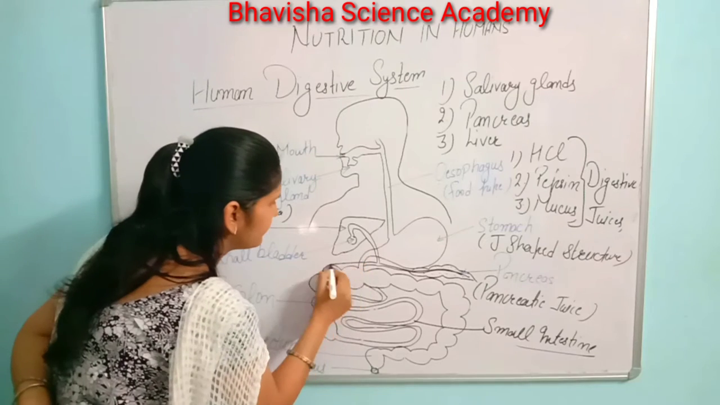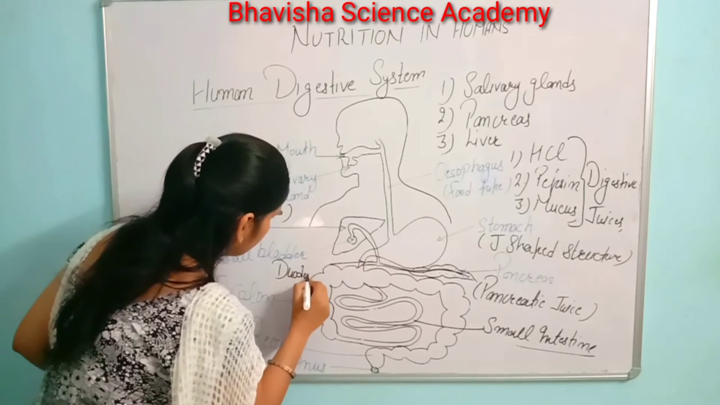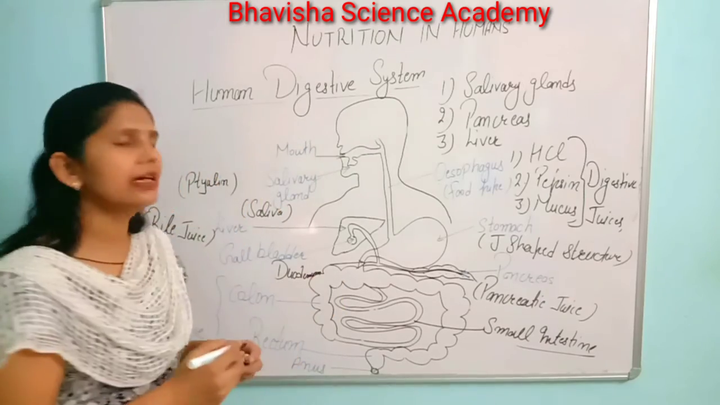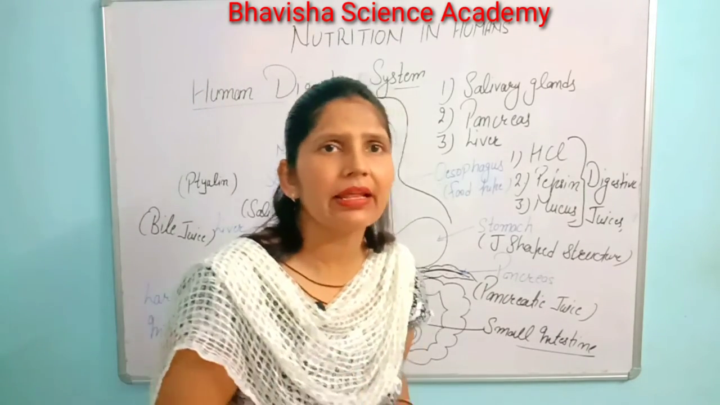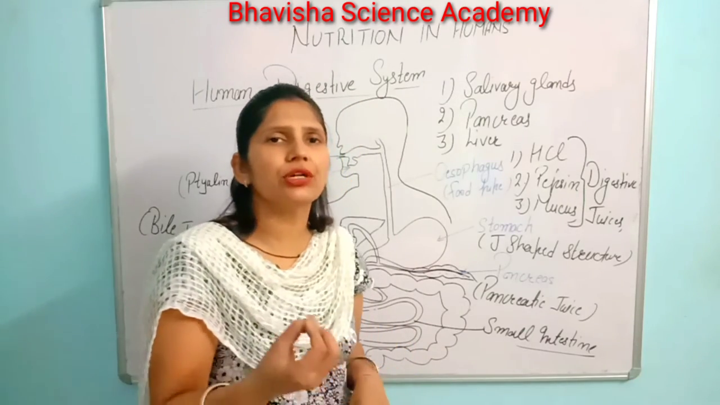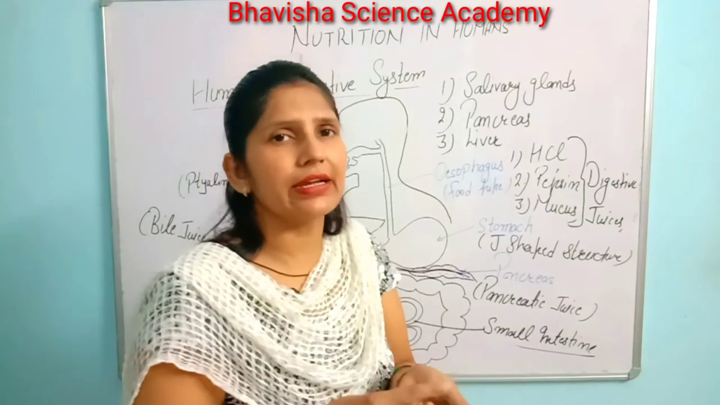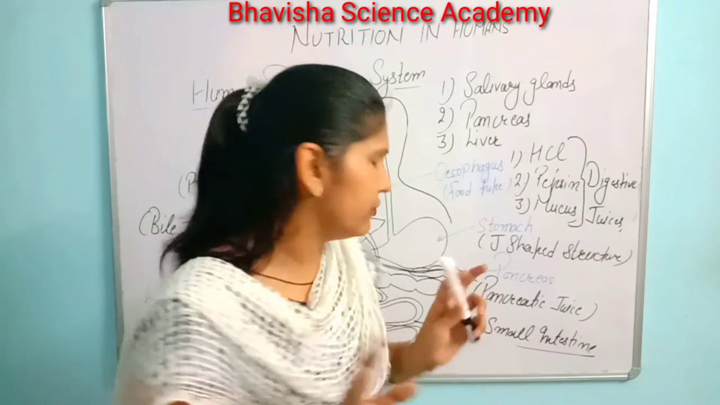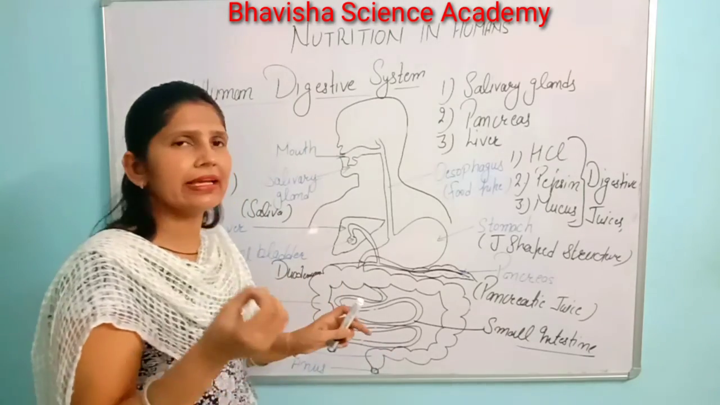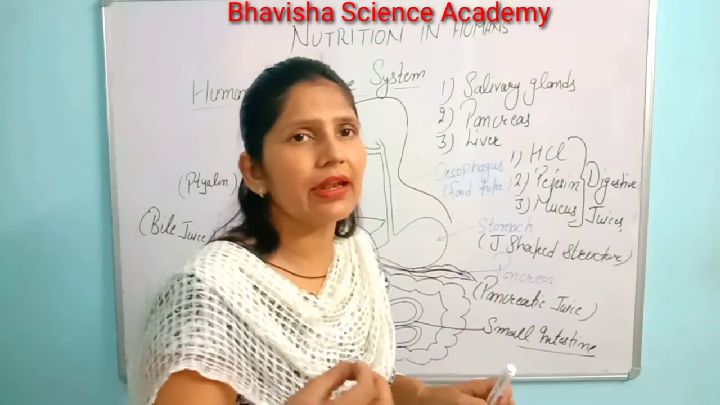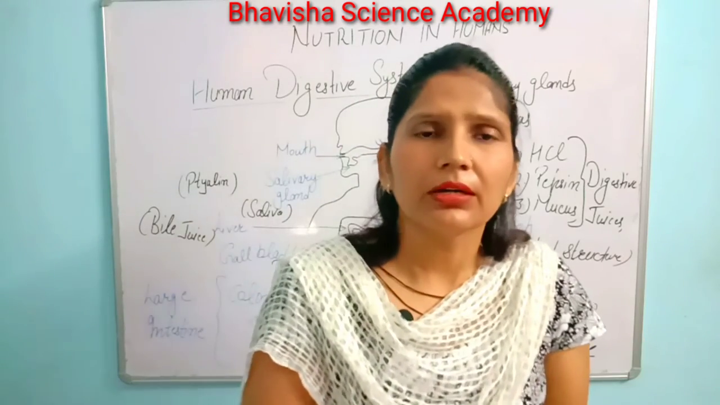That is the duodenum. It receives the secretion of the liver and pancreas that is temporarily stored in the gallbladder. It is the site of complete digestion of food. Now, food is completely digested. If any undigested part remains, those parts are not required in our body.